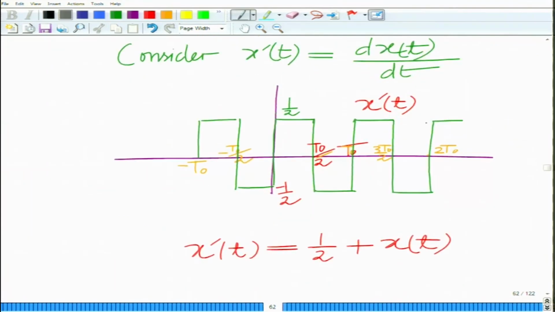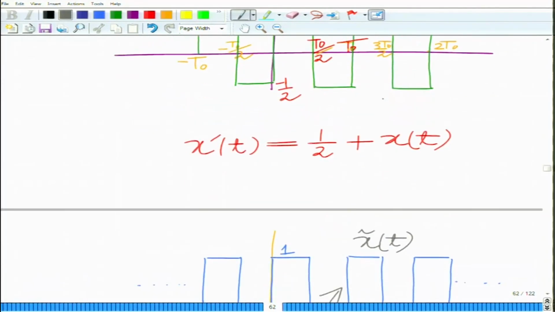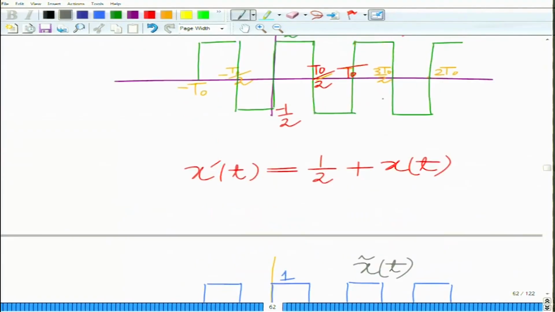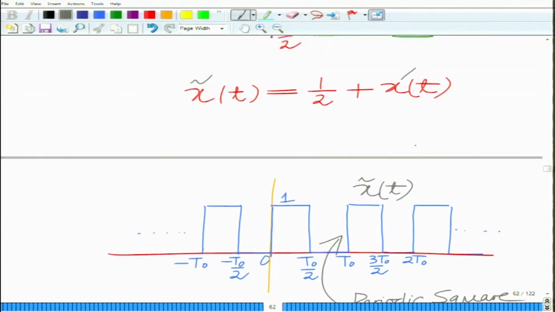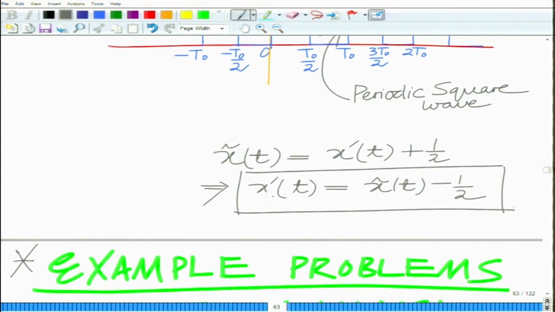If you look at the derivative, that is x prime t, and consider x tilde t, which is half plus x prime t, that is given by this periodic square wave that we have seen earlier. So, we have x tilde t is x prime t plus half, and therefore x prime t, the derivative of x t, is x tilde t minus half.